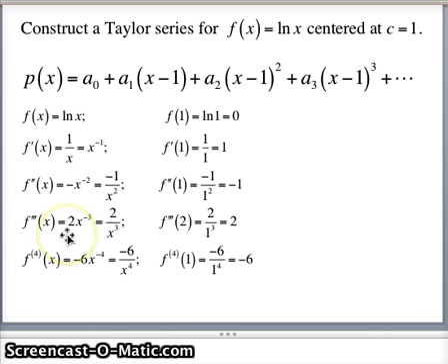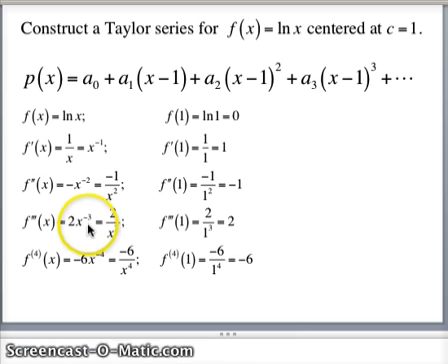For the third derivative, negative 2 times negative 1, positive 2x to the negative 3, which means 2 over x cubed. That, of course, should be f double prime of 1, so let me fix it. So f double prime of 1 is 2 over 1 cubed. 2 over 1 cubed is 2.